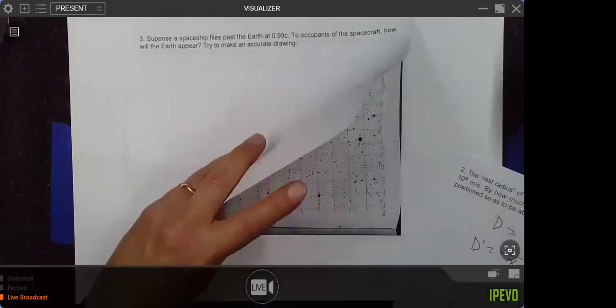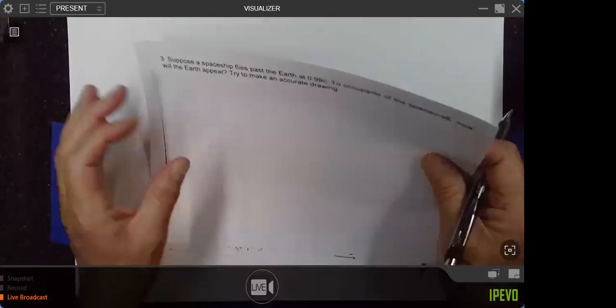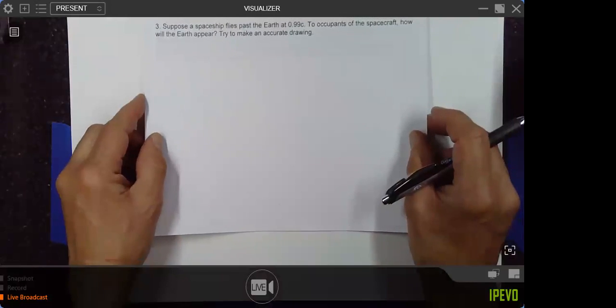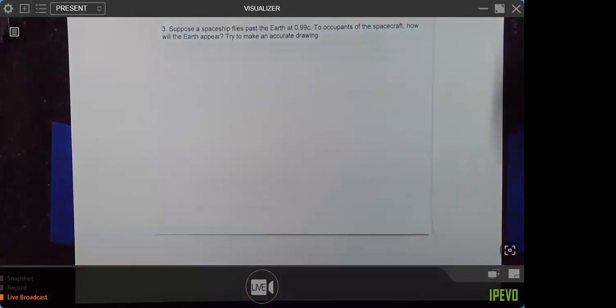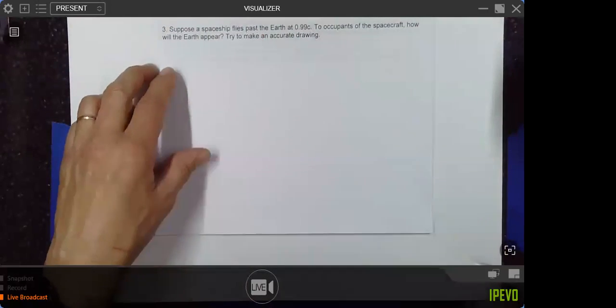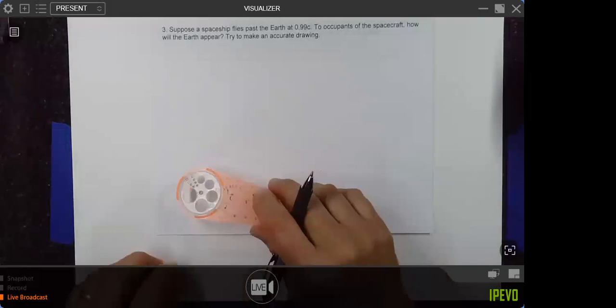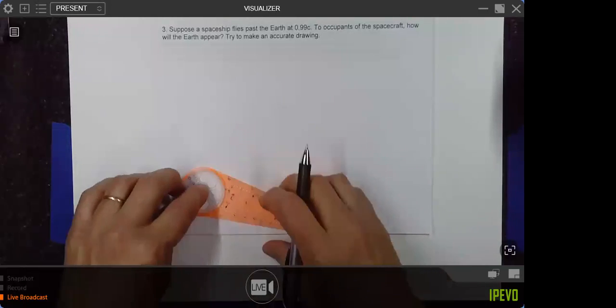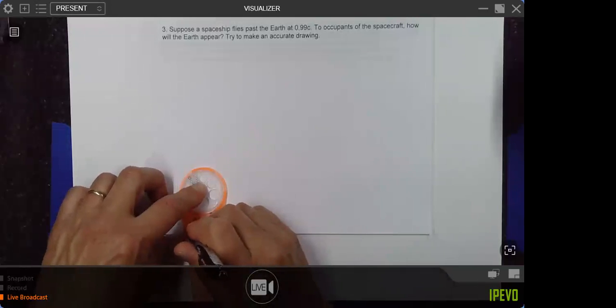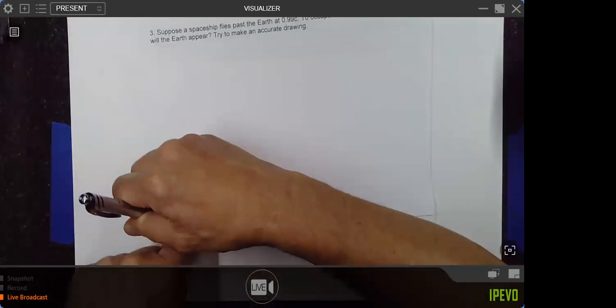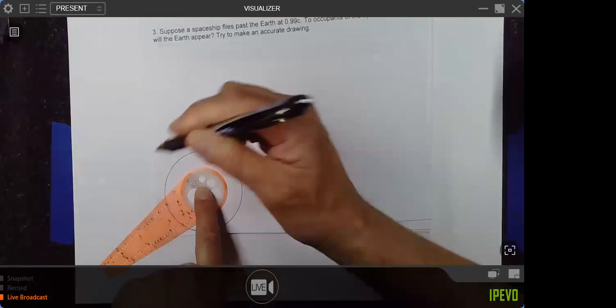Okay, the next problem on this batch is a more extreme example. Suppose a spaceship flies past the Earth at 0.99 c. To occupants of the spacecraft, how will the Earth appear? And try to make an accurate drawing. Okay, well, we can try to make that, but first, let's figure out, we'll just draw a circle representing the Earth, and then do a calculation here to figure out how much it appears shortened by.